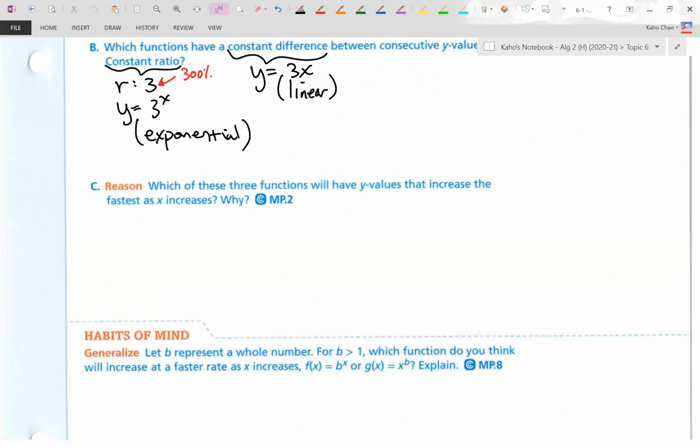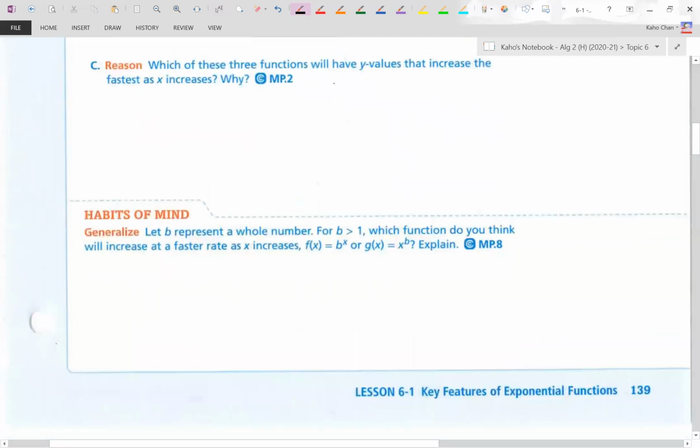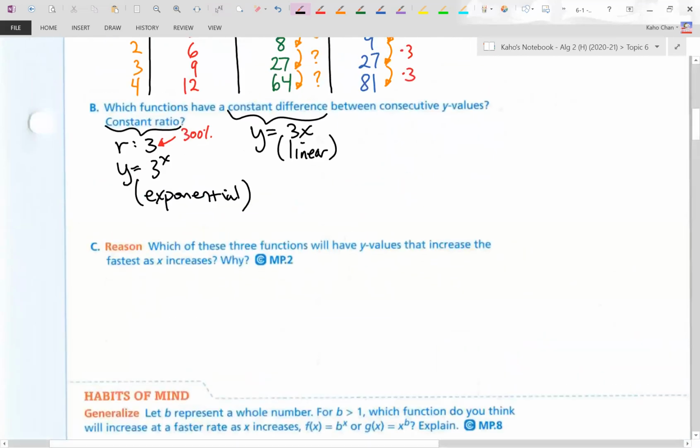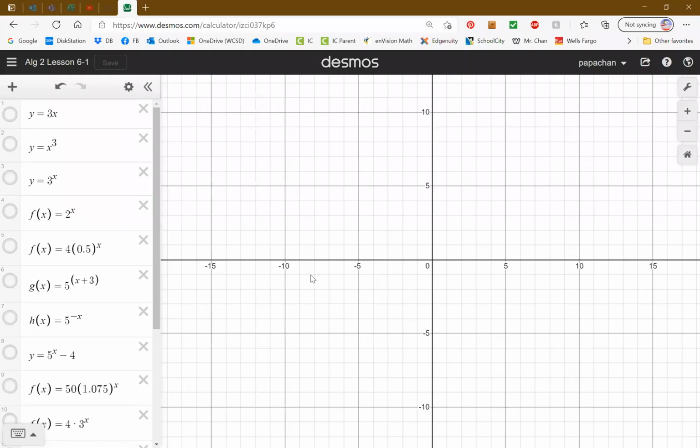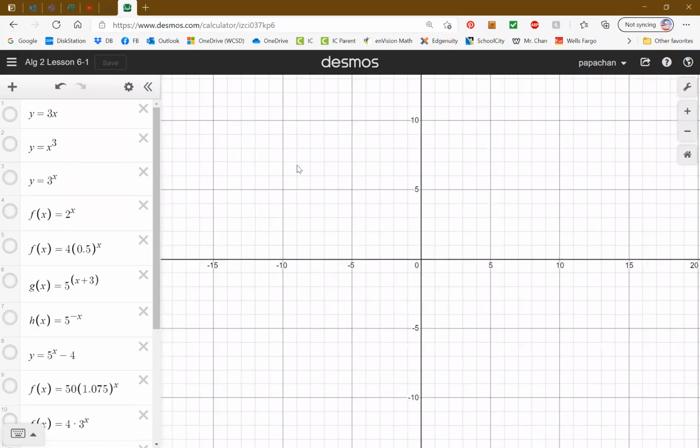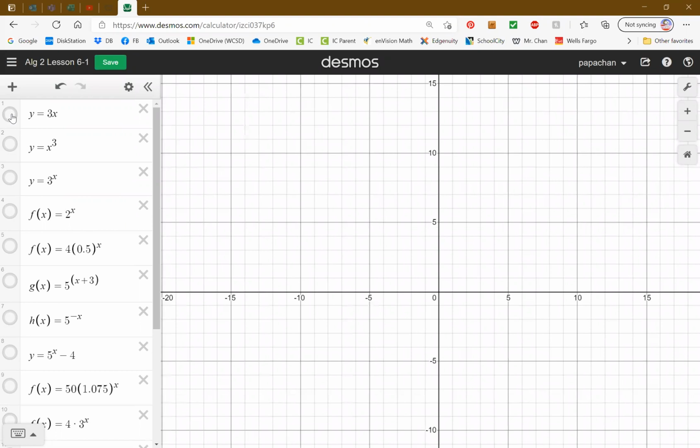Well, obviously, let's go ahead and explore these because besides the table, we can explore using decimals or a graphing calculator. Let's do that right now. Switch over to decimals. All right, here we go. I have for you, there's my linear function, y equals 3x. Next one is y equals x to the third.